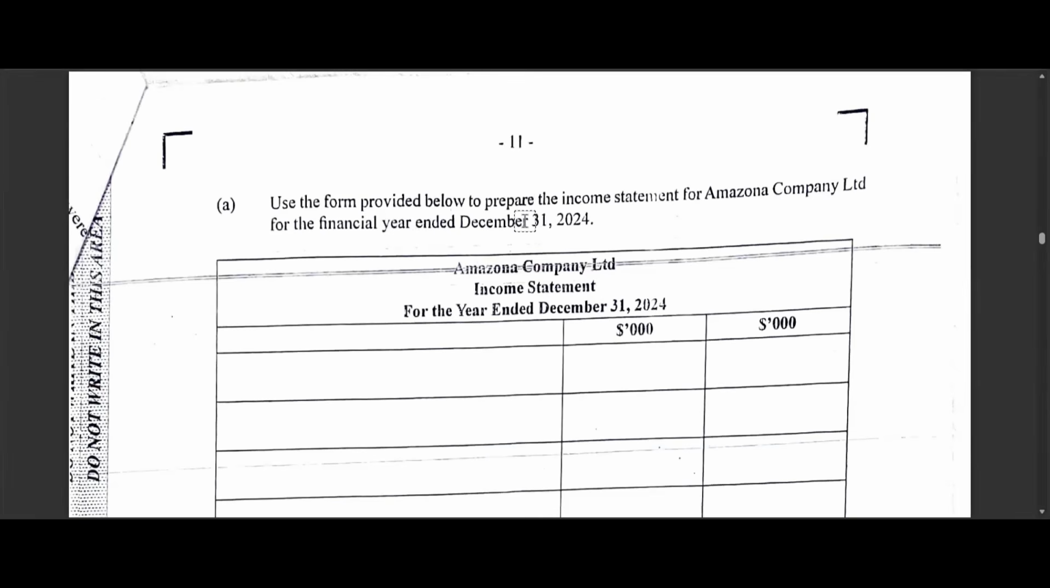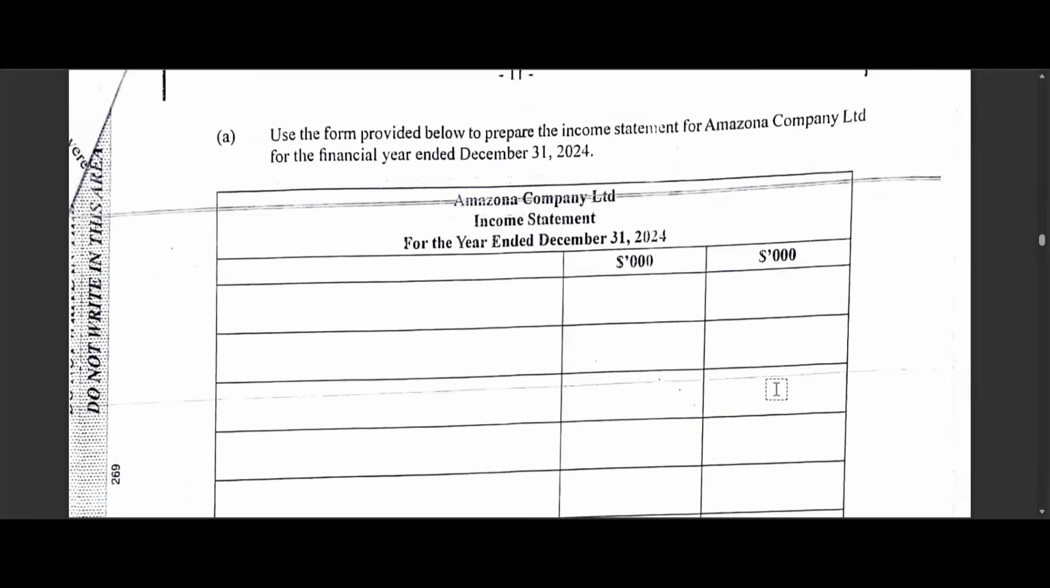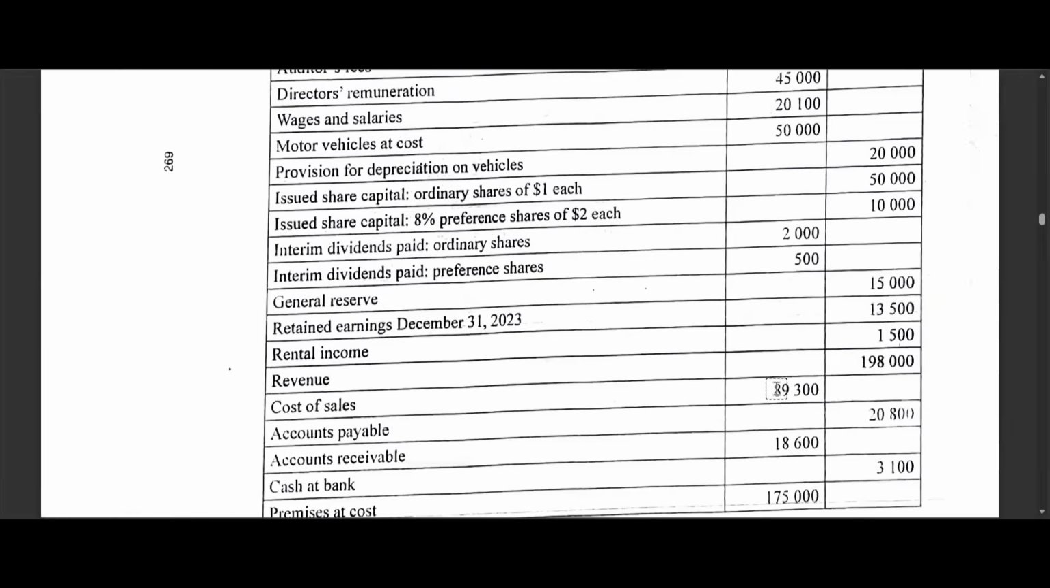Use the form provided below to prepare the income statement for Amazonia Company Limited for the financial year ended December 31st, 2024. Alright guys, so we have to now work up what the income for the company will be like. So we're going to prepare a normal income statement. The form has been provided. We have the name of the business at the top. We have the heading income statement for the end of December 2024. And now we're going to jump into it and get it done. This would have been worth 11 marks. Alright guys, let's get to it.